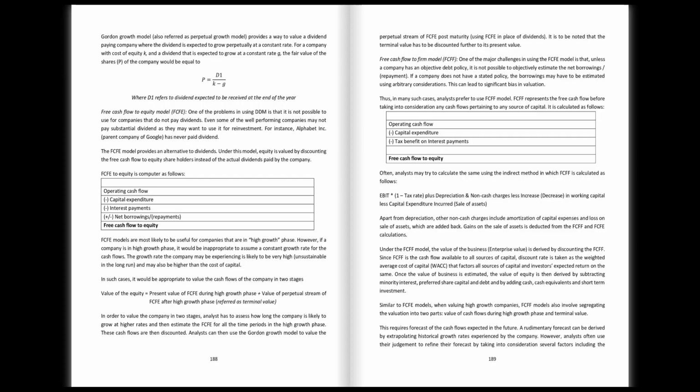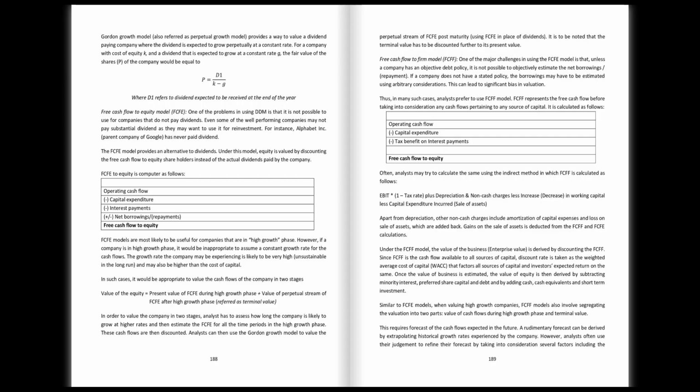incurred, plus sale of assets. Apart from depreciation, other non-cash charges include amortization of capital expenses and loss on sale of assets, which are added back. Gains on the sale of assets are deducted from the FCFF and FCFE calculations. Under the FCFF model, the value of the business, the enterprise value, is derived by discounting the FCFF. Since FCFF is the cash flow available to all sources of capital, the discount rate is taken as the weighted average cost of capital, WACC, that factors all sources of capital and investors' expected return on the same.